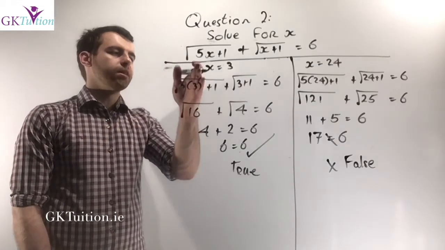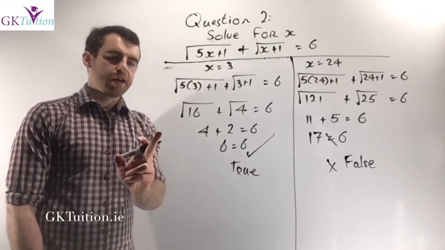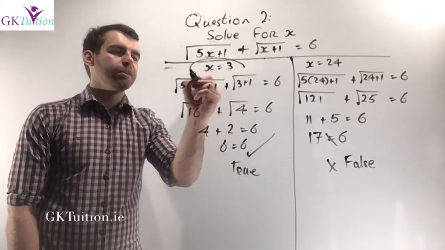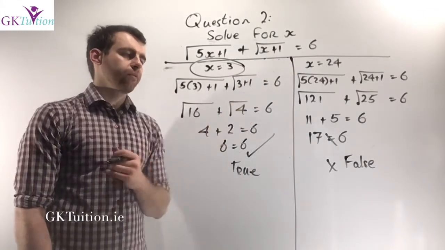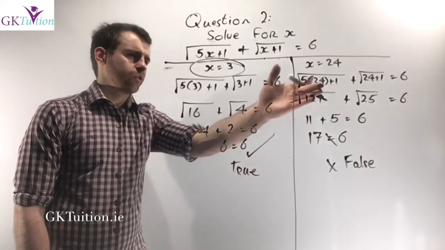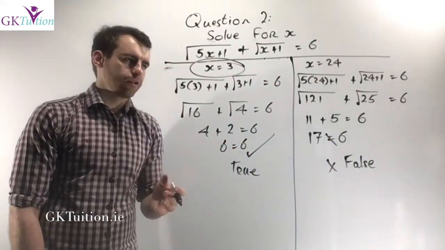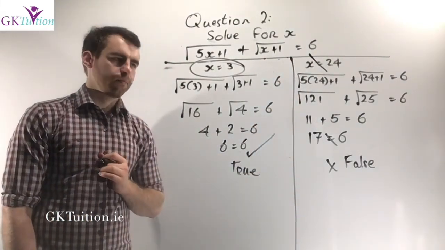So my answers were x equals 3 and x equals 24. If I sub in x equals 3, I end up with 6 equals 6, so it makes sense. I'm happy enough with x equals 3, that's a valid answer. My other answer was x equals 24. However, when I subbed in 24 instead of x, I end up with 17 equals 6, which is clearly not true, which means that x equals 24 is not a valid answer.